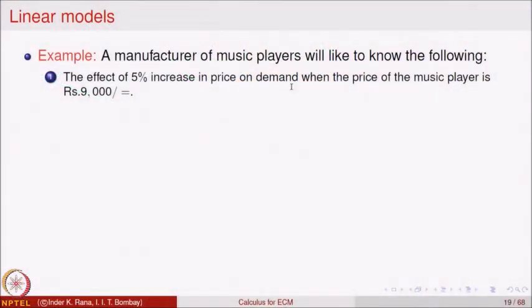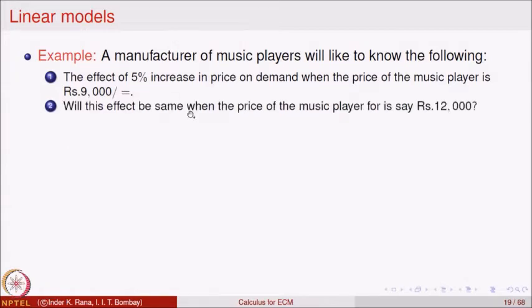If he increases the price of the music player by 5%, what will be the effect of this on the demand when the current music player price is 9,000? So, at present when the music player is selling for 9,000 rupees per music player, if he increases the price by 5%, how much will it affect the demand? So, he would like to know that.